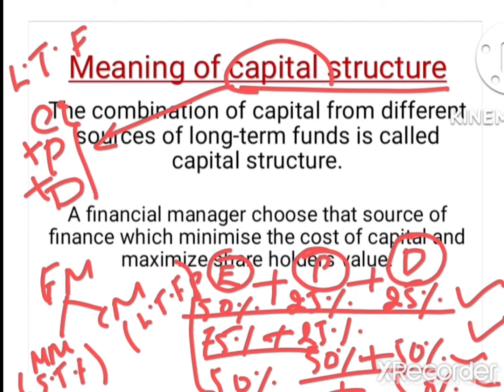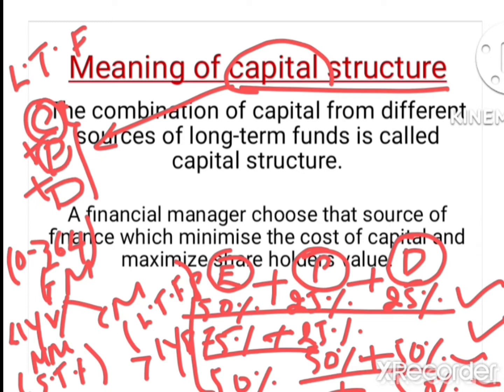Money market is a market where money is borrowed and lent for a short period of time, that is for less than 1 year, from 0 to 364 days. Capital market is a market where money is borrowed and lent for a long period of time, that is for more than 1 year. And these equity, preference, debentures are the sources of long-term finance.